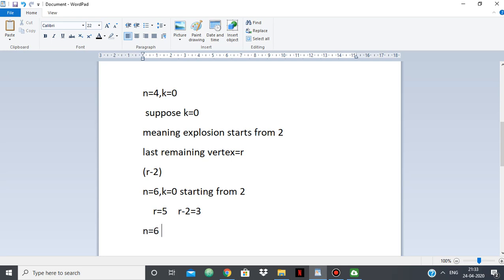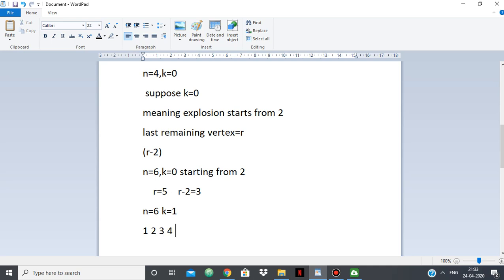So suppose n is equal to 6, k is equal to 1. So I have 1, 2, 3, 4, 5, 6. So k is equal to 0, I'm at 2. K is equal to 1, I'm at 4. So from 4 the explosion starts. So how does it work? 4 explodes, 6 explodes, and 2 explodes, 5 explodes, and 1 explodes. So which is remaining? 3 is remaining. So R is equal to 3.